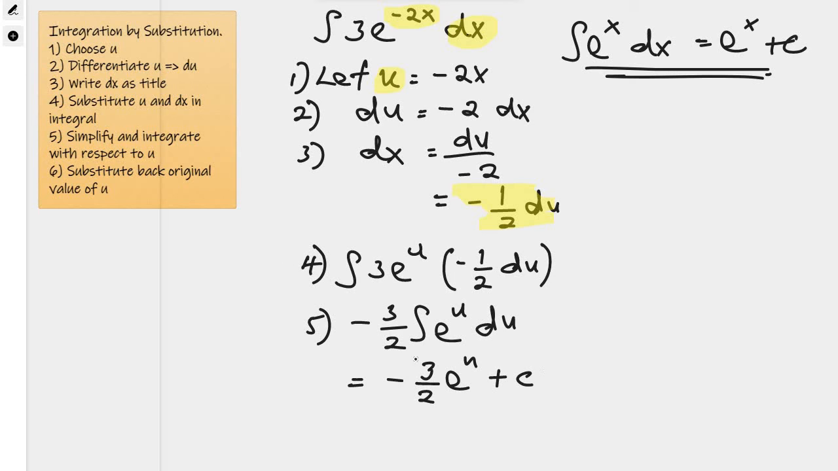So last step, I just substitute back the original value of u. Therefore my answer is negative 3 over 2 e to the power of negative 2x plus c. Okay, that's it. Right, so let's do one more last exercise, which is I will combine the exponent and also trigo function.